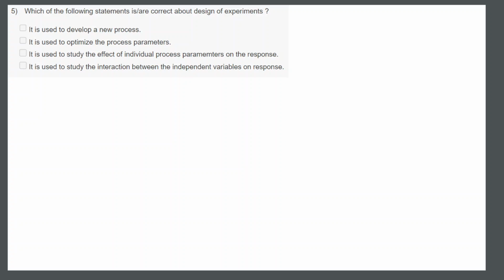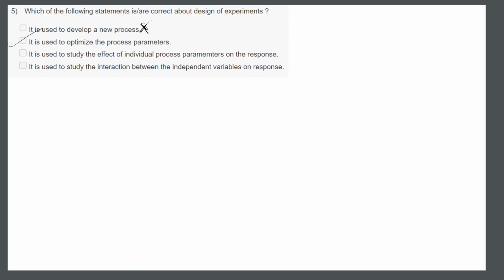So moving on to the fifth question. Which of the following statements is correct about the design of experiments? It is used to develop a new process. This may not be correct because we start with a process and then think about optimizing it. It's not about developing a new process, it's about optimizing. So the second point is correct: we use it to optimize the process parameters.